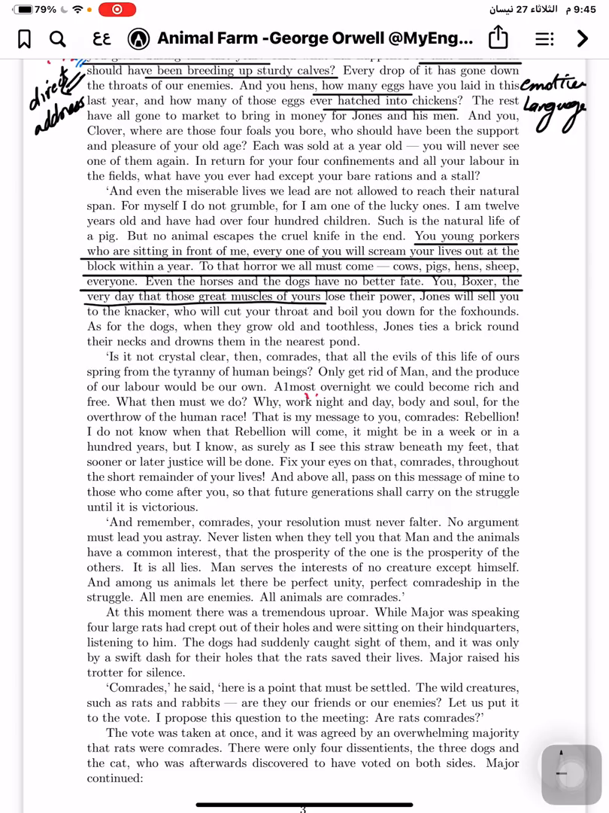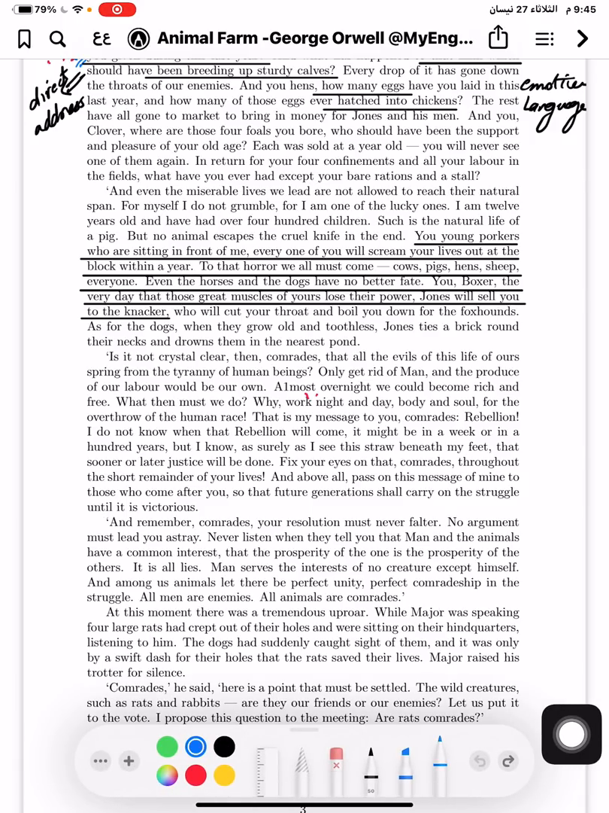And in fact we are going to see that, but instead of Jones, it is Napoleon who is going to send him to the slaughterhouse, who will cut your throat and boil you down for the foxhounds. Then finally he addresses the dogs when he said, "As for the dogs, when they grow old and toothless, Jones ties a brick round their necks and drowns them in the nearest pond."